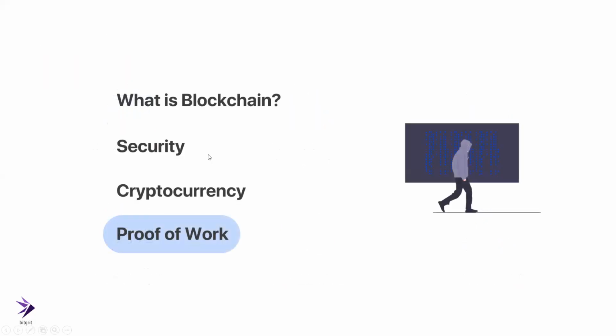Okay, so coming to the final section, we'll be looking into the proof of work algorithm, which actually backs the whole network, right? This algorithm is basically what runs the blockchain. So what is proof of work? It is the original consensus algorithm in a blockchain network.